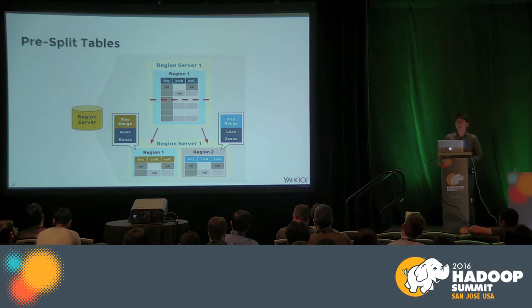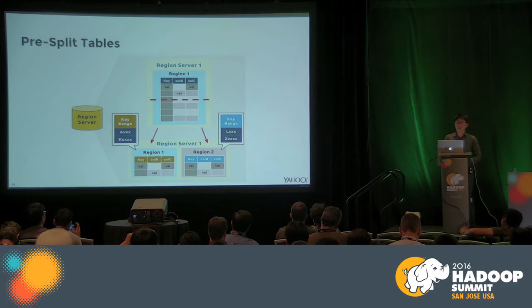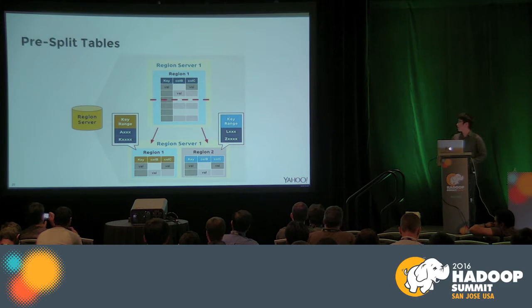In HBase, when a table is first created, HBase by default will only allocate one region to your table. That means all your requests will come to one region server initially, no matter how many servers you have in this HBase cluster.